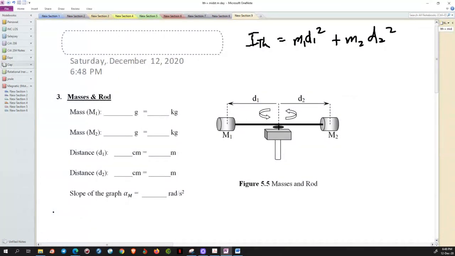Again, I will tell you that mass 1 is somewhere around 75. You have to measure the exact value. It's not exactly 75 because of dirt or something. So this becomes 0.075. Mass 2 is also around 75, so 0.075. Distance 1 is 18 centimeters.